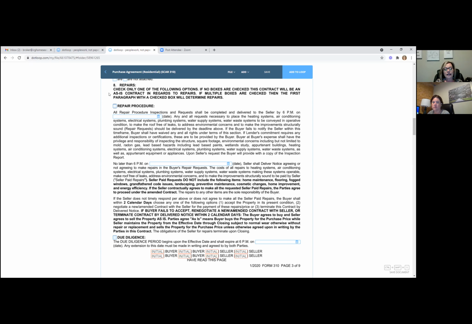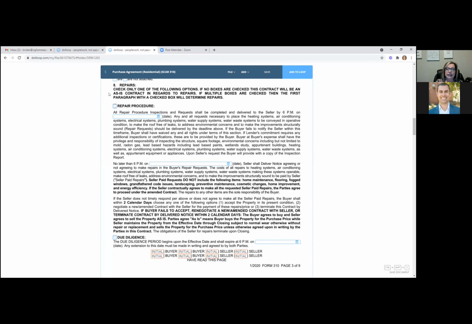So in the first line in the regular repair procedure, it says all repair procedure inspections and requests shall be completed and delivered to the seller by 6:00 p.m. on, this is the hard date that they changed this to. It used to be a number of business days. Now it is actually a hard date. So you have to put a date in there. You want to make sure, knowing how busy all of our vendors are, that you allow enough time in there.